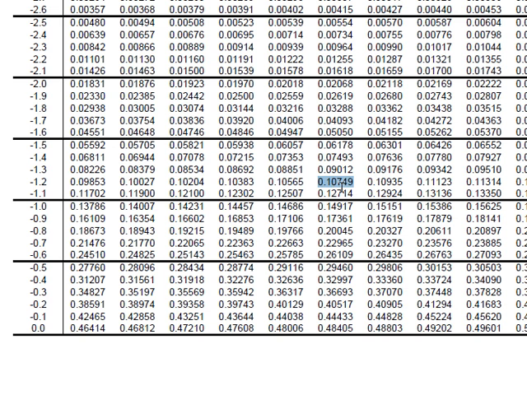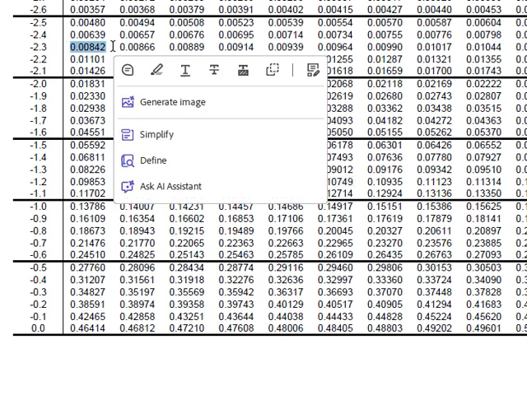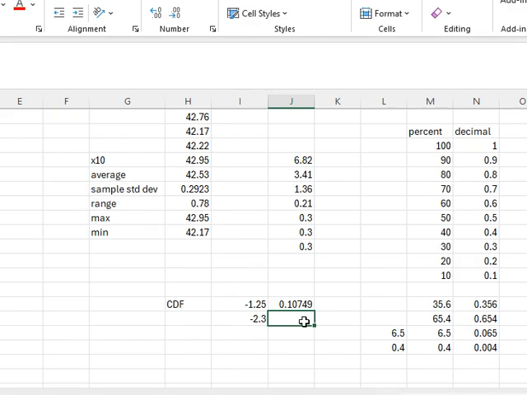So we get 0.10745, so actually 0.1074. And the next one is minus 2.3, which is this guy, 0.00842. So we write this as 0.00842. This is your area A. How to calculate it is you subtract that, and you get about 0.09907, which is actually 9.9%.